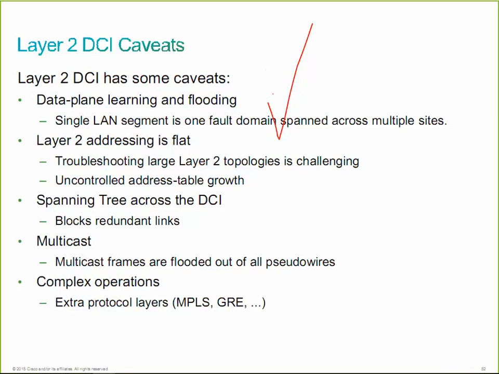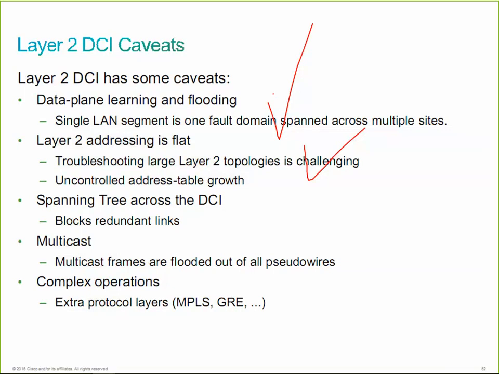The Layer 2 addressing is flat. It's non-hierarchical, right? MAC addresses are used to identify our hosts, not IP addresses. So a MAC address doesn't necessarily point to a device's physical location. And I've always taught students this in the past: it's a lot more difficult to troubleshoot large Layer 2 topologies than an IP domain or a routed topology, right? Also, Layer 2 addressing is non-summarizable, all right? So we get this really large address table growth for all the devices in our Layer 2 domain.